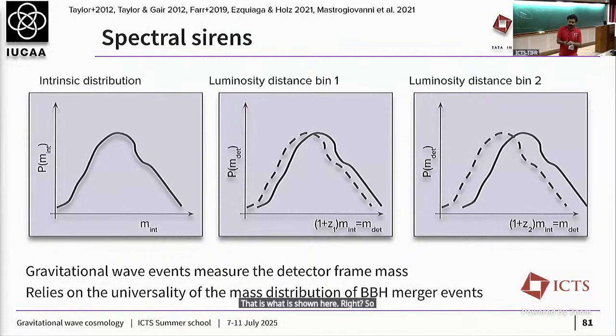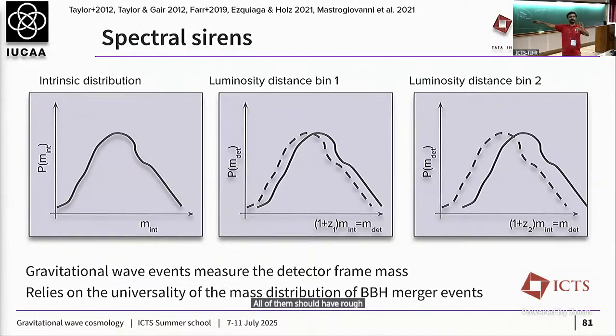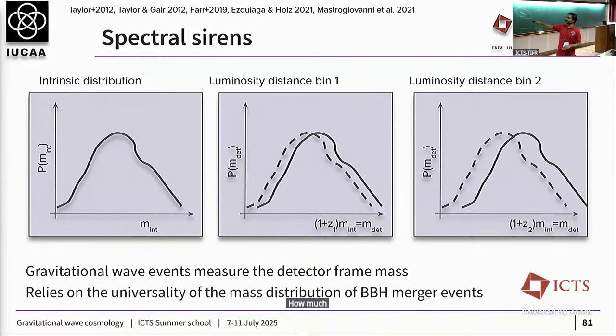So the distribution of m times 1 plus z will not be the same as the intrinsic mass distribution. But given that all of these are at luminosity distance bin 1, all of them should have roughly the same redshift. And so the whole thing should have shifted by 1 plus z. How much it has shifted, if you don't know the intrinsic distribution, you don't know. But this would have shifted differently compared to this.